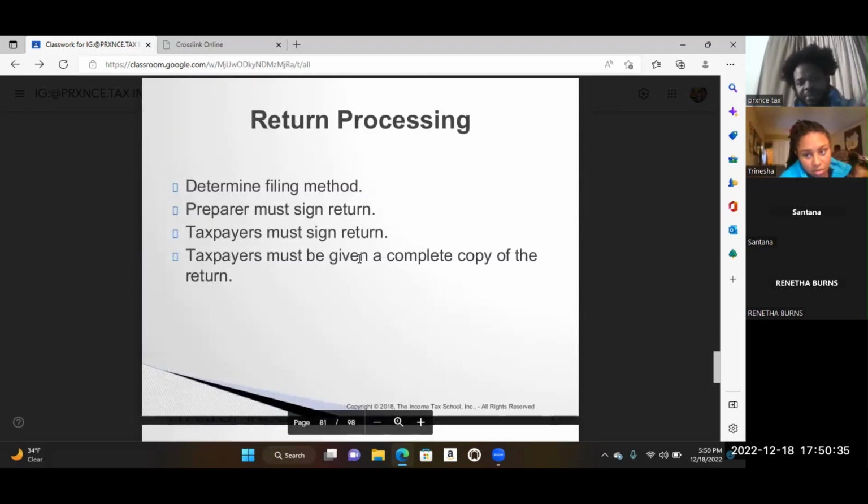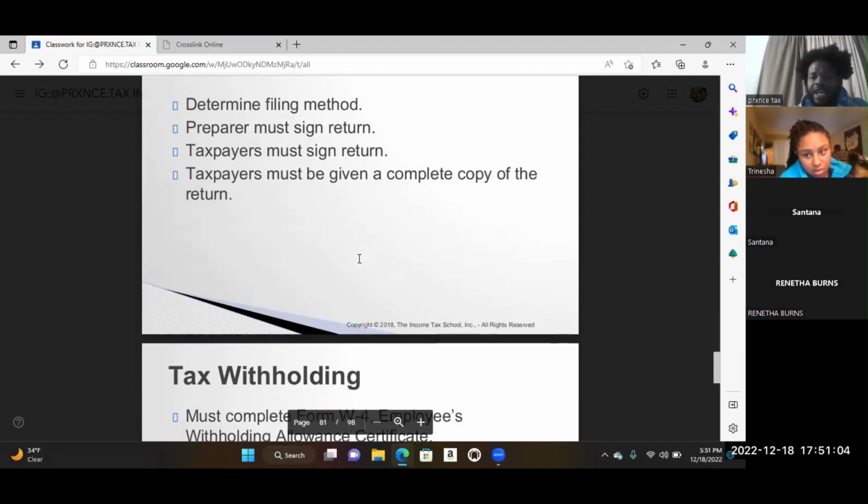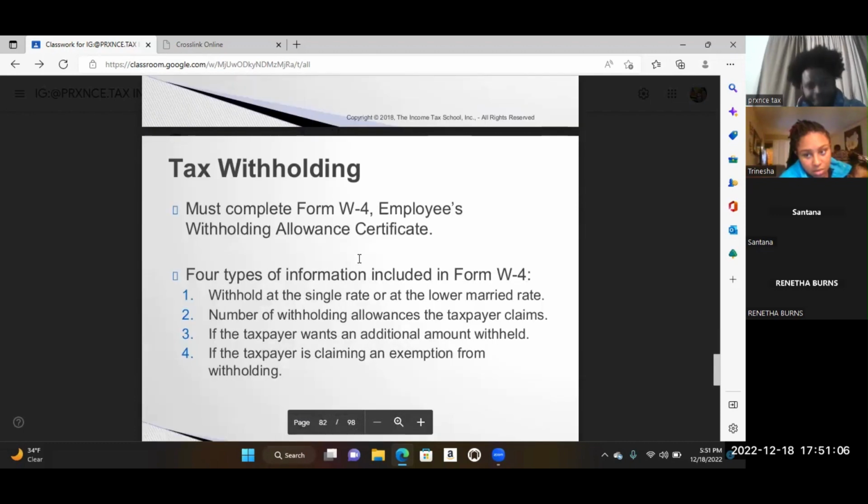All right. Return processing. Determine filing method, prepare my signed return, taxpayer must sign return, taxpayers must be given a complete copy. Every tax return we do, we're gonna save the final tax return. We're gonna email a copy to the taxpayer, and then that way we have a copy, taxpayer got a copy. I always do email. I do have some clients that like paper copies. I don't charge them more for a paper copy. If a client does need a paper copy, they can get a paper copy. Just depends on where they're at and where I'm located.